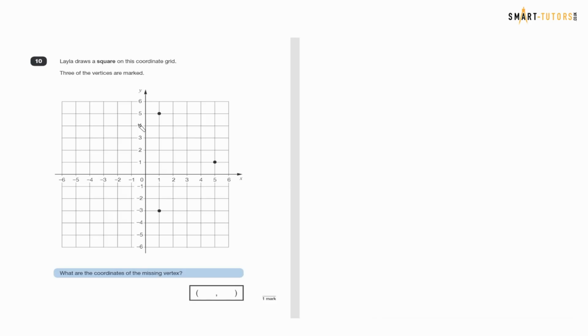Laila draws a square on this coordinate grid. Three of the vertices are marked, and what are the coordinates of the missing vertex? So it's saying you draw a square. If you look at one point to the point next to it, you see that there's 1, 2, 3, 4 squares in between. So from this point, you must go 4 squares to the left to get your square.